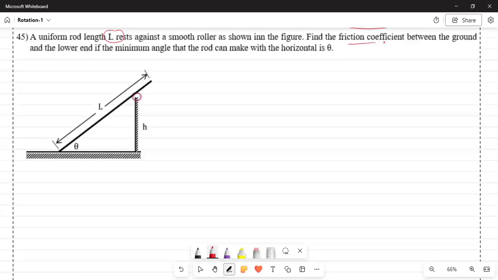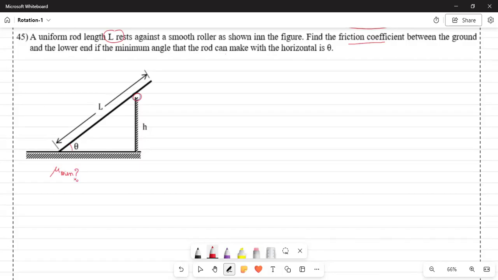Find the friction coefficient mu between the ground and the lower end if the minimum angle of the rod that it can make with the horizontal is theta. So this is the minimum angle theta. The point is, we have to find out the minimum friction. What is the minimum friction?